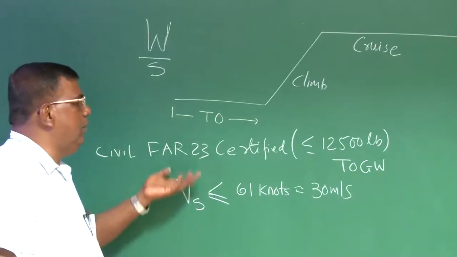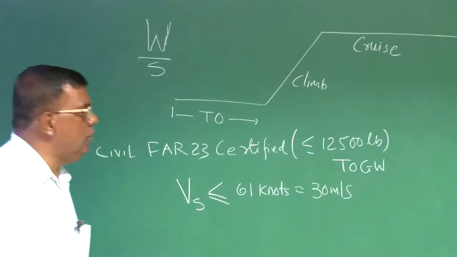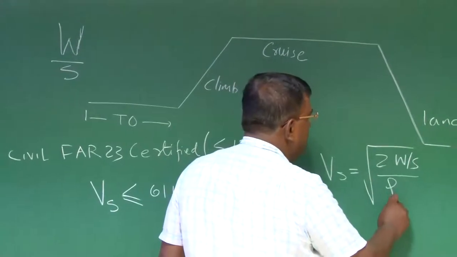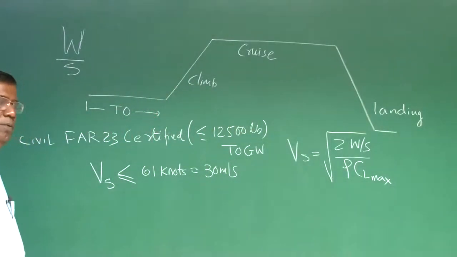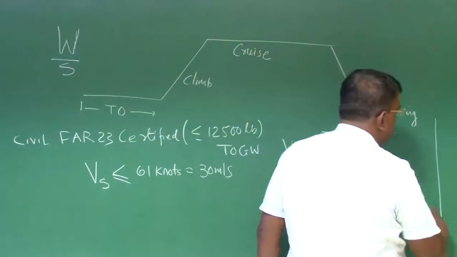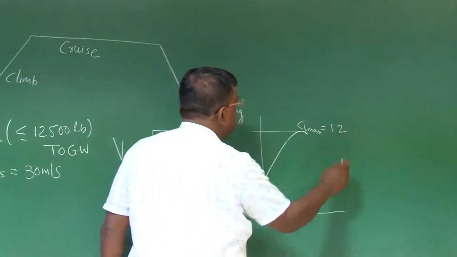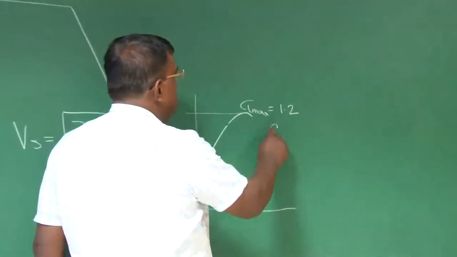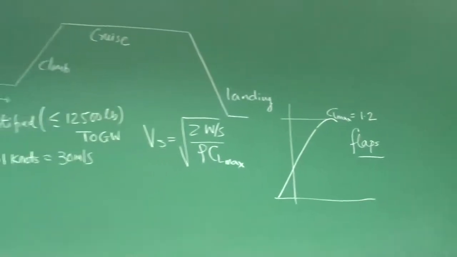You could see that we are talking about V stall, and the takeoff and landing speeds are either 10-20% more than V stall speeds, which you know already. But when I try to connect V stall and W by S, I know this is the square root of 2 W by S by rho CL max when I talk about V stall. Once you have chosen an airplane, a particular wing, tail and fuselage combination, you have a CL max fixed. Let's say this is CL max, and let's say this is equal to 1.2. You can increase CL max locally by using flaps, which are nothing but high lift devices. And you can take this CL max from 1.2 to around 2.5.